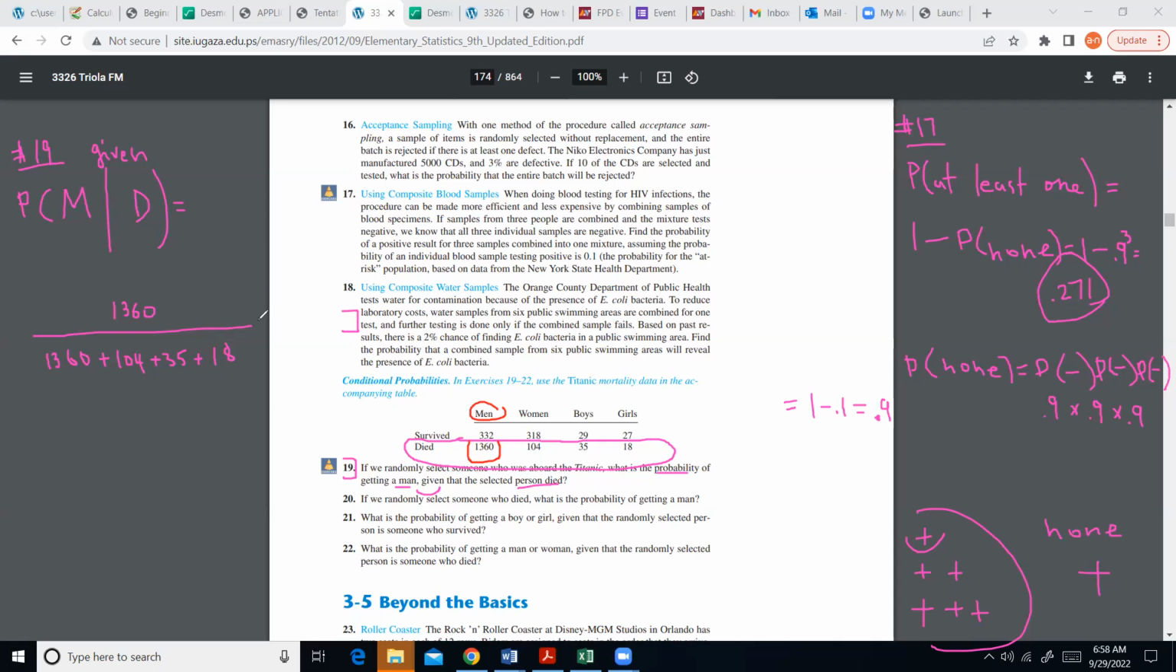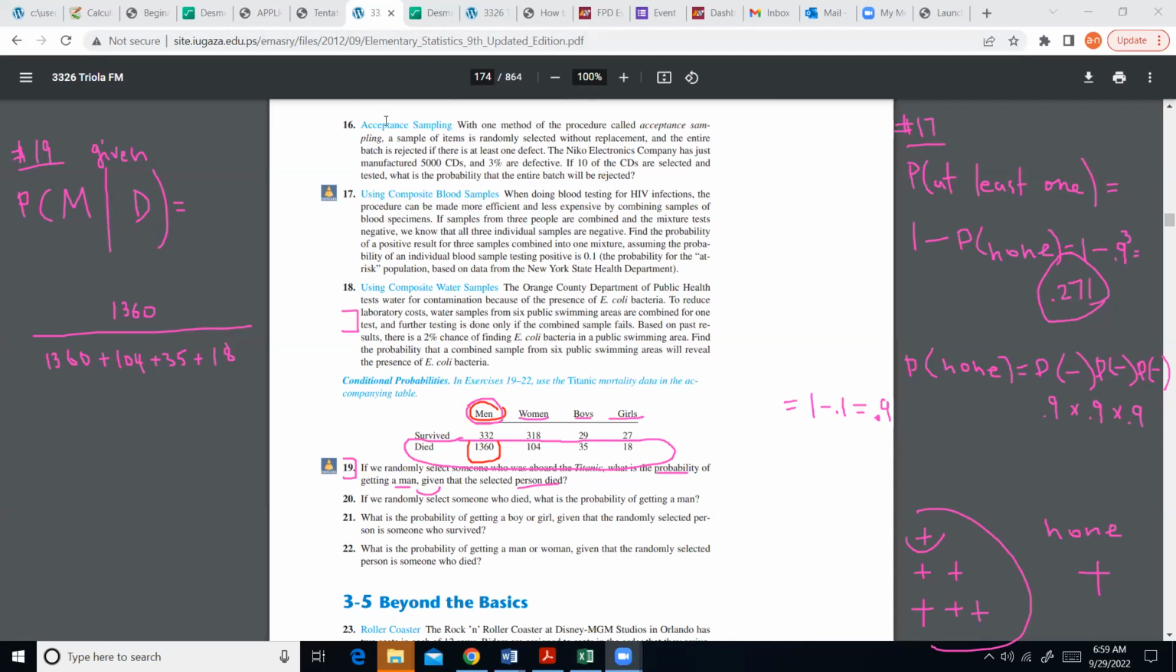Out of this entire group, I have some men, some women, some children, those I don't consider. They just want the part related to men. So that's what I put in my numerator.